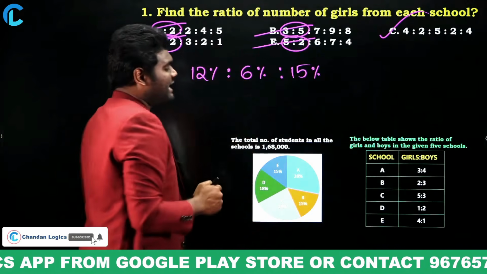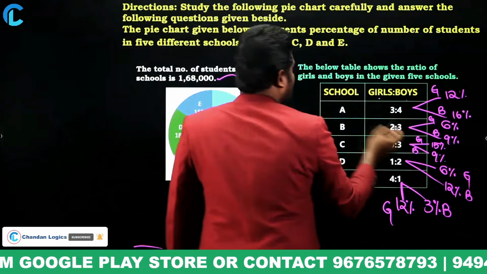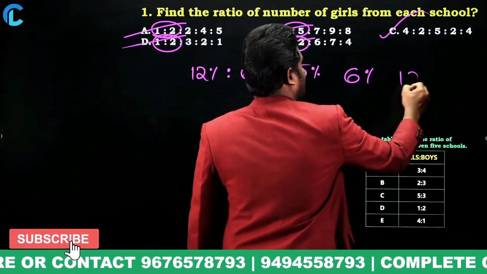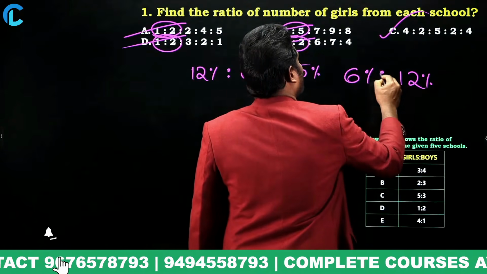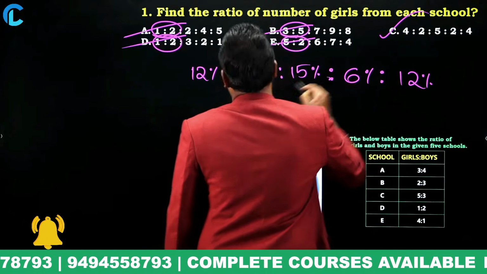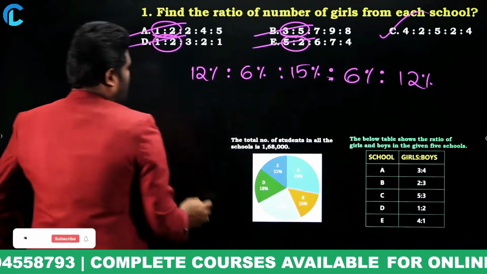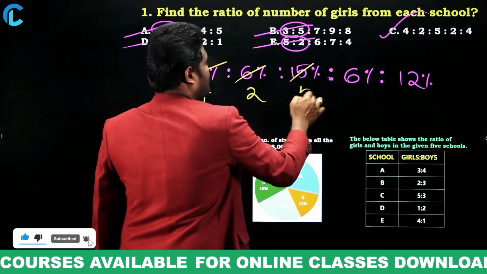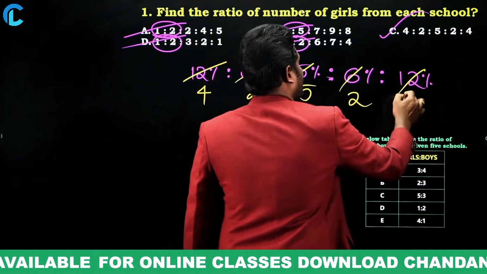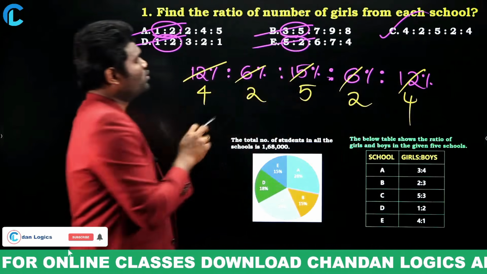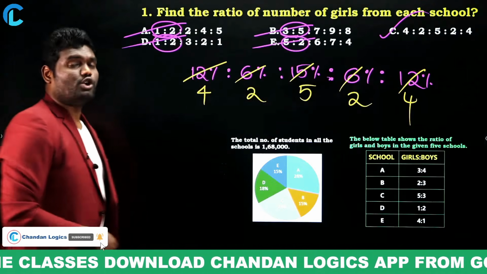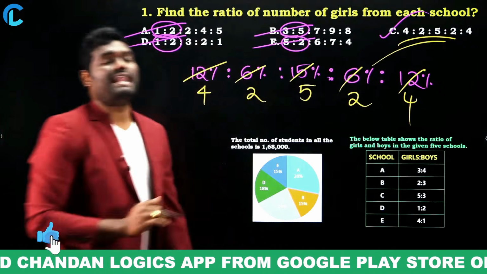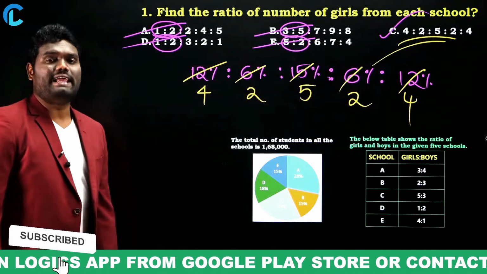A, B, C, and write about D. D how much? D 6%. Yes or no? E how much? E 12%. Now just calculate the ratio. What is going to cancel here? 3 cancels here 4 times, 3 cancels here 2 times, 3 cancels here 5 times, 3 cancels here 2 times, 3 cancels here 4 times. So the ratio will be 4, 2, 5, 2, 4. This is going to be the answer, which means without doing the complete calculation also, you can say the answer very easily.